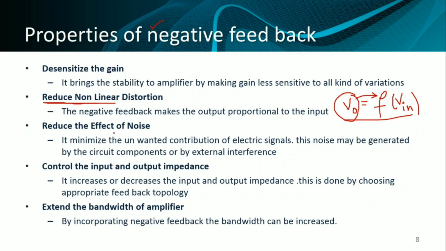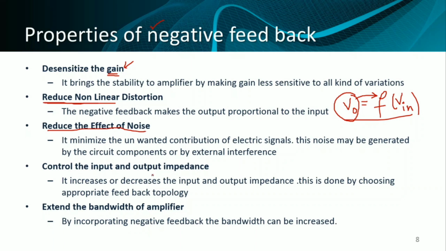Next, reduces the effect of noise. So I told you, whenever the noise affects the amplifier, the gain will vary. But here the gain is constant and it is not sensitive to noise. So it indirectly tells that the effect of noise is reduced.